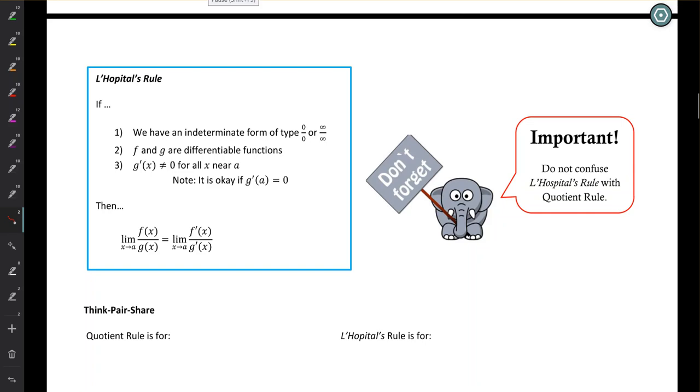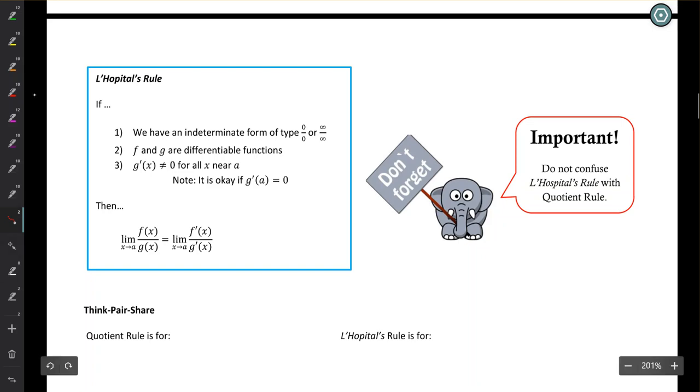All right, so in this video, we're going to learn L'Hopital's rule. This is L'Hopital's rule. If the following three conditions are true: if you have an indeterminate form of type 0 over 0 or infinity over infinity, like we've just looked at, and your numerator and your denominator functions are differentiable, and the derivative of the denominator is not 0 for x values near a, then what must be true?